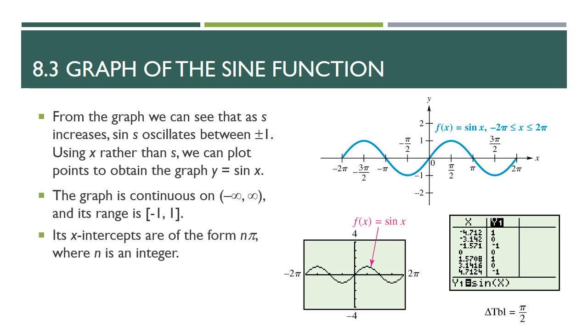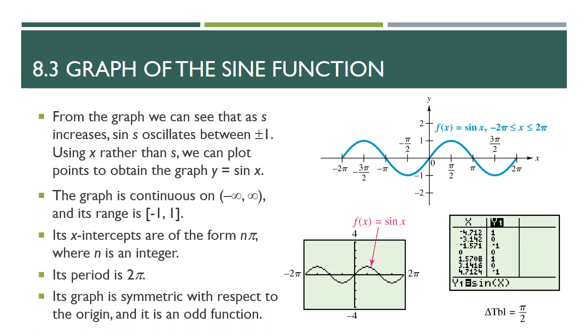The x-intercepts are of the form n pi, where n is an integer. In other words, multiples of pi, 0, pi, 2 pi, 3 pi, 4 pi, and the negatives that match those are going to be our x-intercepts. The period is 2 pi. In other words, from 0 to 2 pi represents one full cycle, and then it repeats over and over and over again. So every 2 pi, you have the same cycle that gets repeated. The graph is symmetric with respect to the origin, and it is an odd function.